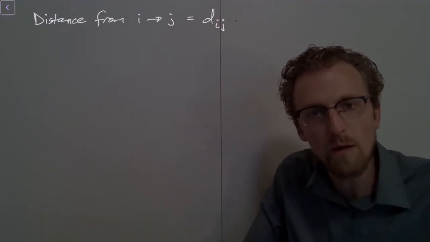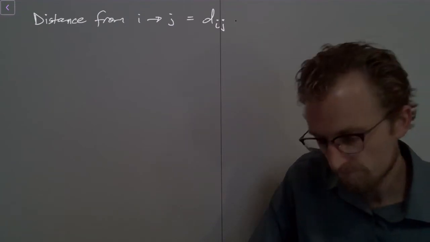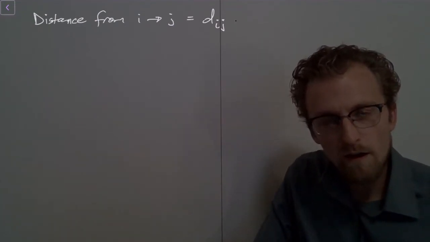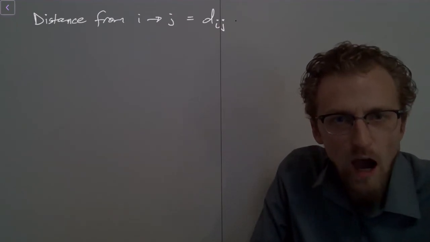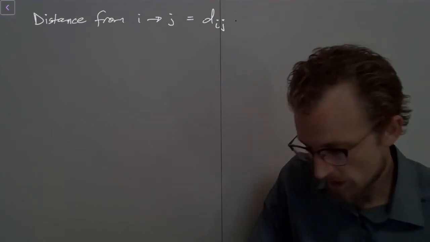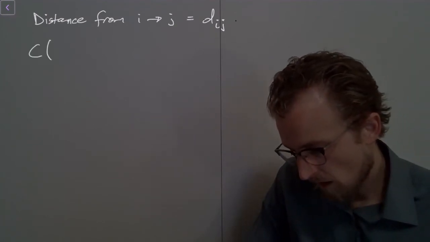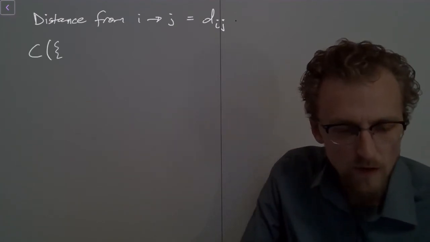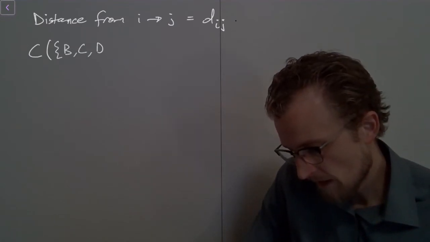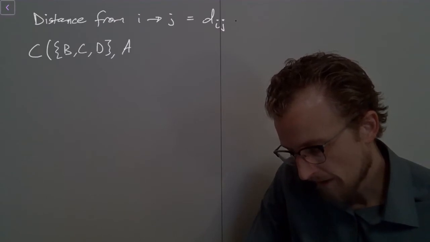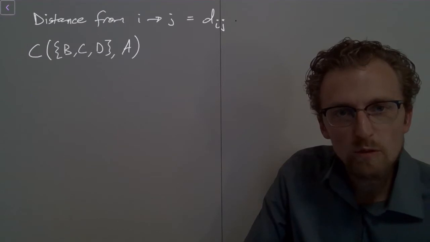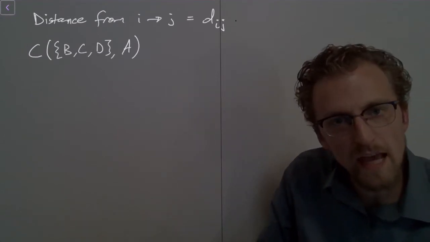Anyway, the distance from i to j is going to be written d_ij. And I'm going to write the following function to capture the optimal costs of these kinds of subproblems. In the context of our example, I'll write it like this: C of {B, C, D}, comma A, as the cost of an optimal path starting at A and going to A.